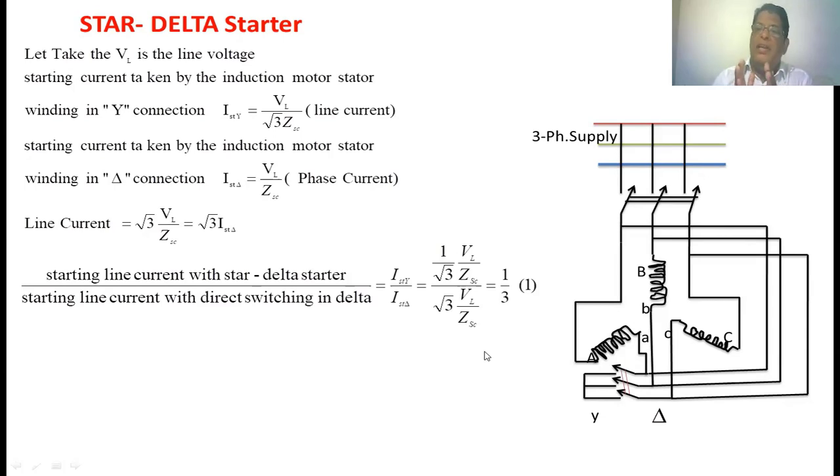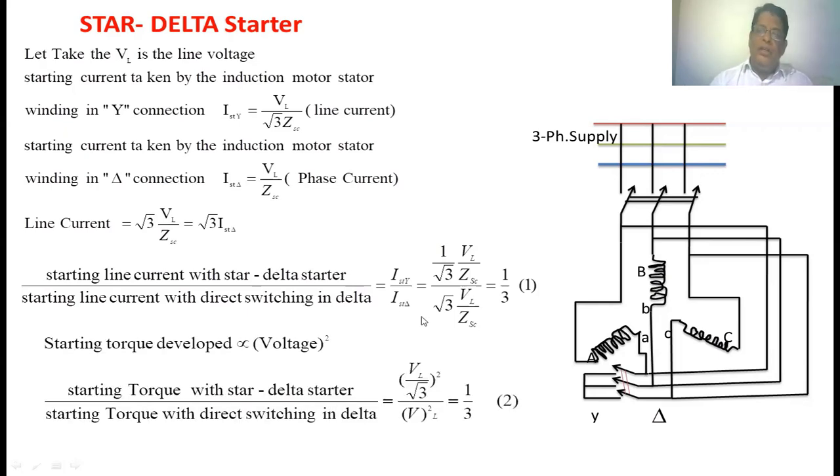Suppose we take 100 amperes as the current taken by the induction motor when the stator winding is connected in delta. At the time of starting, the same stator winding is connected in star. It will take 33.33 amperes. It will take very little.